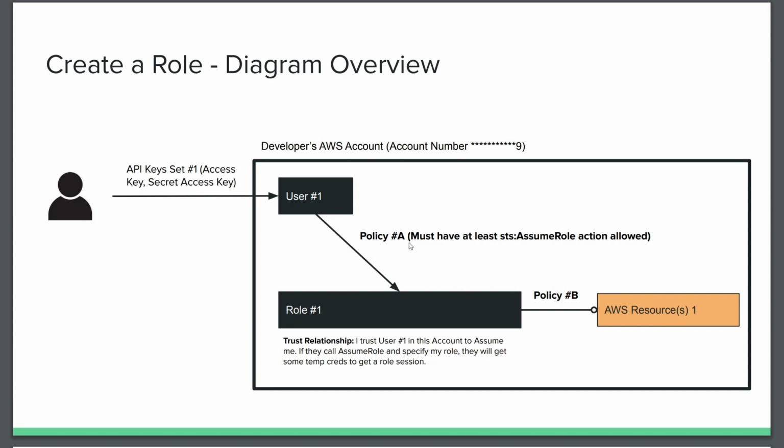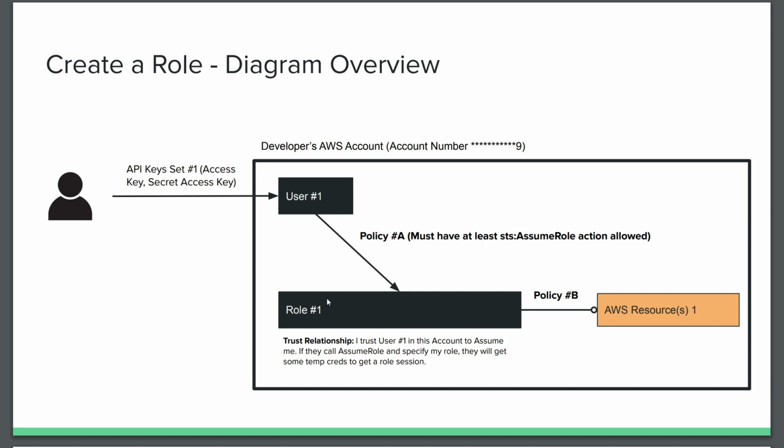So let's assume that's policy A. User1 has policy A attached to them, and policy A says that user1 can call the AssumeRole API on, let's say, star, right? AssumeRole on any role in the account. Meanwhile, the role, which is a completely separate entity, also has a policy attached to it. Let's say it's called policy B, which gives it access to some resources.